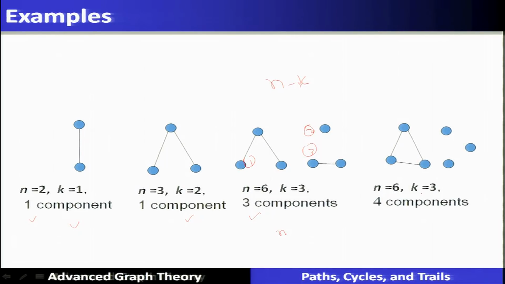Similarly here it is 6 and it is 3, so 1, 2, 3 edges are there. So let us see how many components will be there. 1 component, 2 components, 3 components and 4 different components are there. So it says that there are at least n minus k components. So here it becomes at least, meaning more than 3, that is, the number of components is 4 in this particular case.